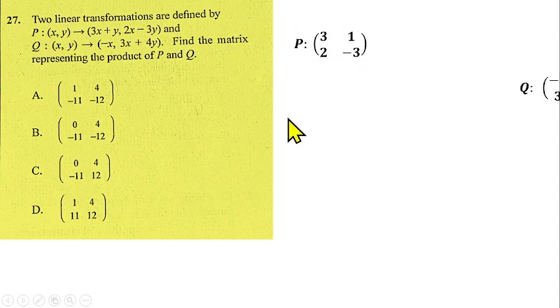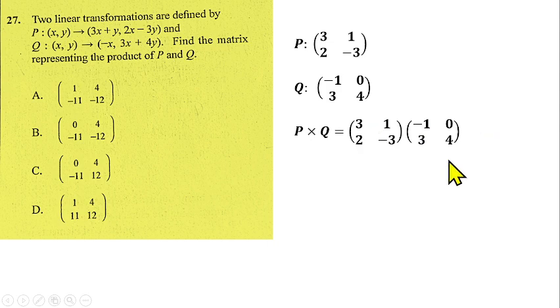This will represent the matrix P. Then for Q as well, the coefficient of x here is minus 1, the coefficient of x here is 3, then this one does not have y here, so that means you have 0. The coefficient of y here is 4. Then you have to find the product of P and Q, and we are multiplying them together.